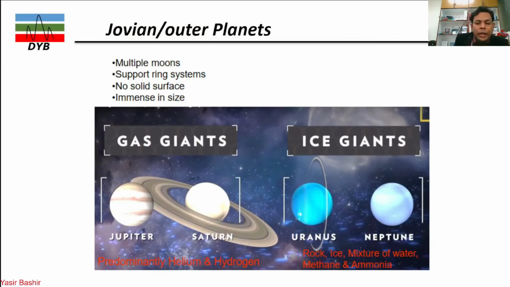So without further delay, we are going to discuss these planets. As we have shown in the previous lecture as well, we have divided them into two categories. One is the inner and the second is the outer, or we call them terrestrial or Jovian planets. So these are the Jovian planets we are going to discuss.